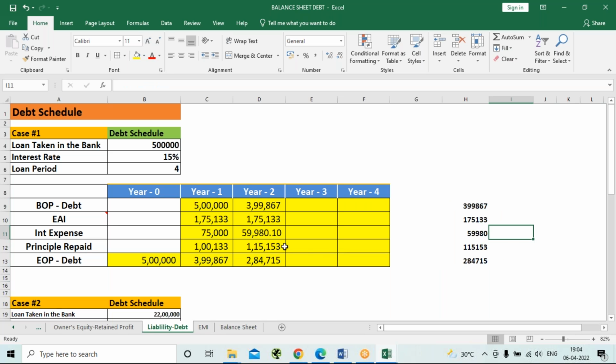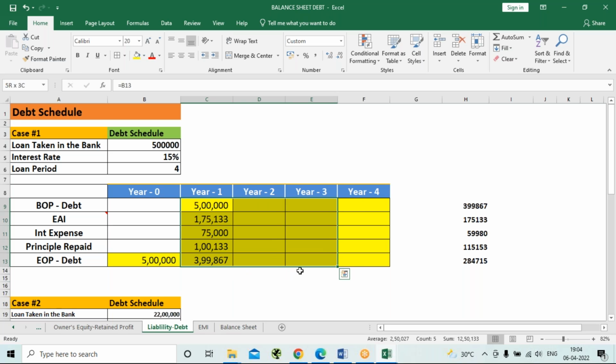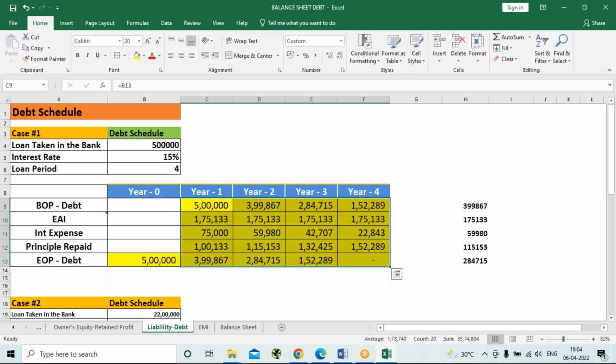Instead of doing this manual calculation, let me drag it, or I can select the other cells and press Ctrl R so that it feeds the calculated values to the right-hand side, so that at the end of the period of the fourth year, it is going to be zero balance.